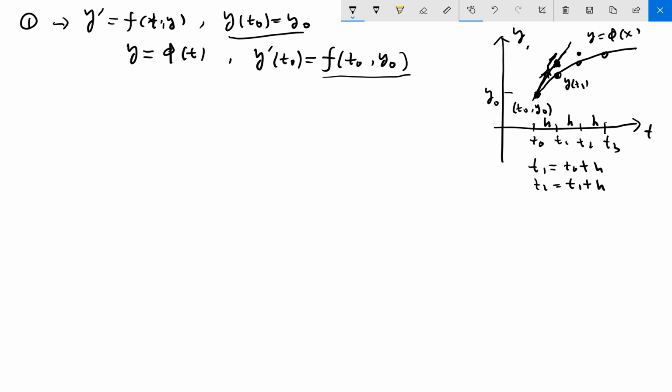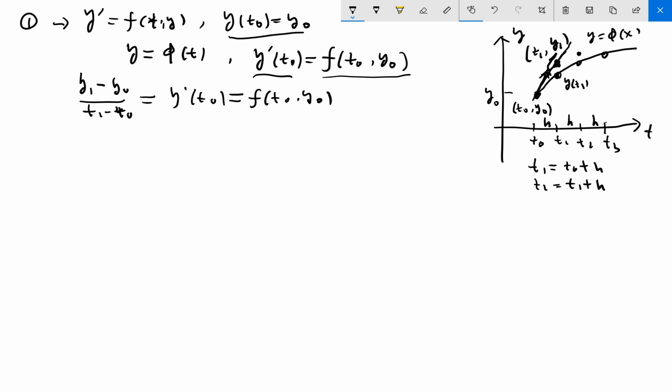We say this point is t1, and we don't know this, so we call this point y1. So this point is t1, y1. Now, what kind of equation will t1, y1 satisfy? This is on this tangent line, right? So you've got two points, one point here, one point there. If I do y1 minus y0 over t1 minus t0, that should give us the slope of the tangent line, which is y prime at t0. At the same time, it's equal to f of t0, y0.